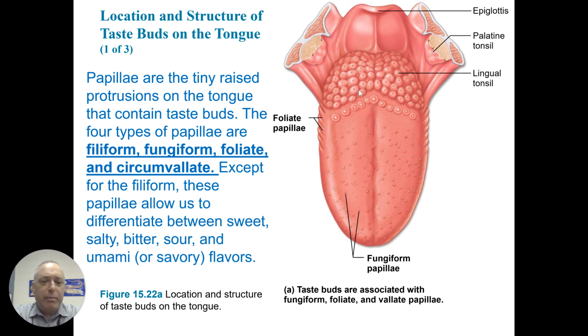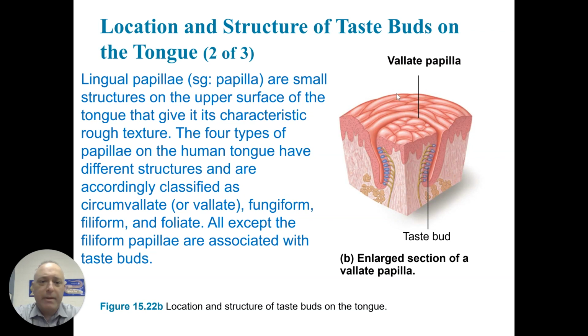In the posterior portion of the tongue, you have your lingual tonsils, as well as your palatine tonsils, which are the ones that are usually removed. So the papillae, or the taste buds, here's an enlarged section of a single taste bud. You can see the nerve with the sensory cells here. So the lingual papillae are small structures on the upper surface of the tongue that give it its rough texture.